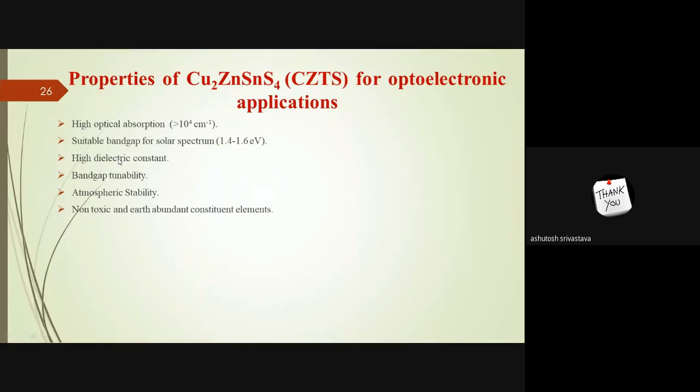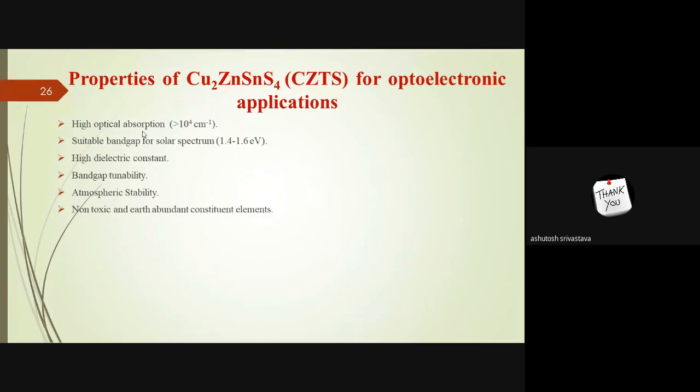It has a very high dielectric constant, which is a very dominant characteristic of a material to be used as an absorber material. Not only does it have a band gap of 1.4 to 1.6, but it also has band gap tunability options. By band gap tunability, I mean that we can tune the band gap, and I have already discussed that if my material has the possibility of changing its band gap, then we can get more and more photons to enter, and finally efficiency can be increased. The atmospheric stability is also very good because none of the elements of CZTS are atmospherically reactive elements, none of them.